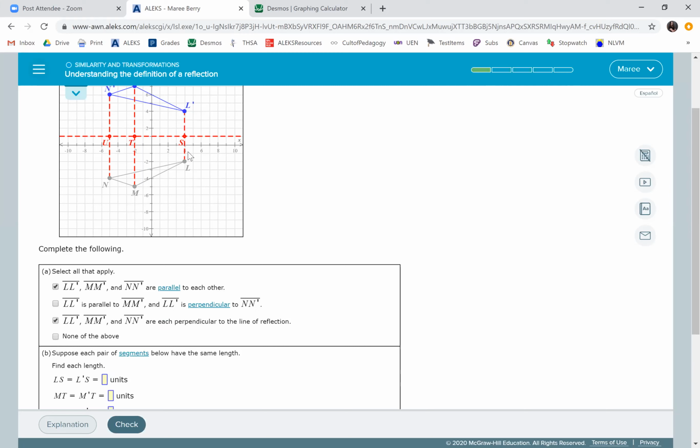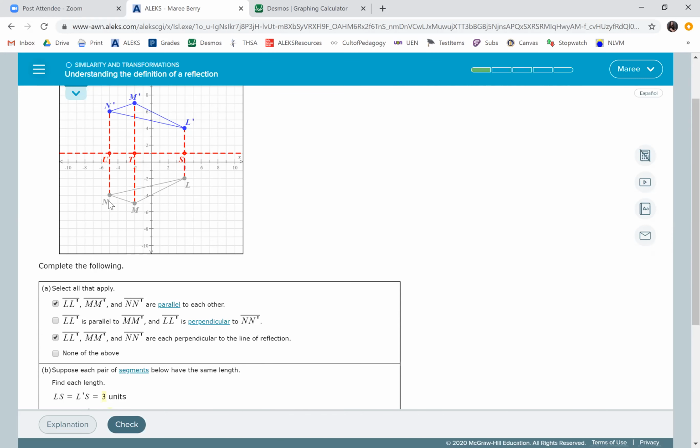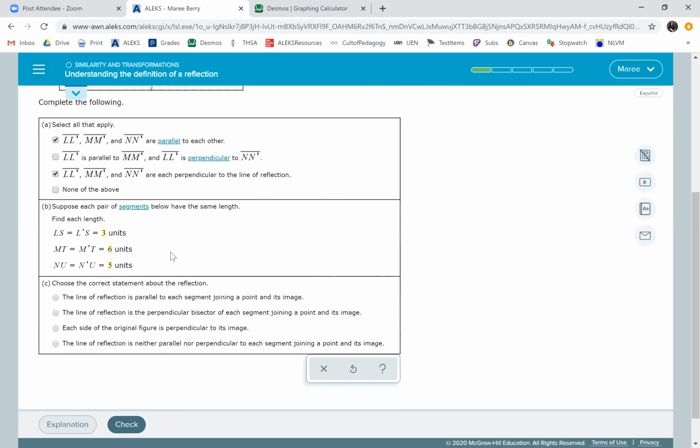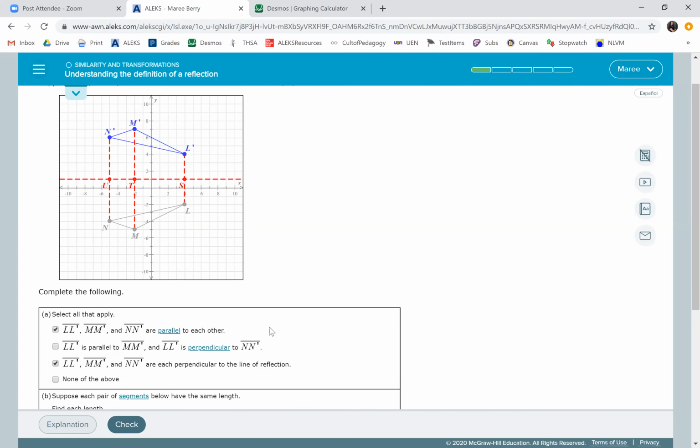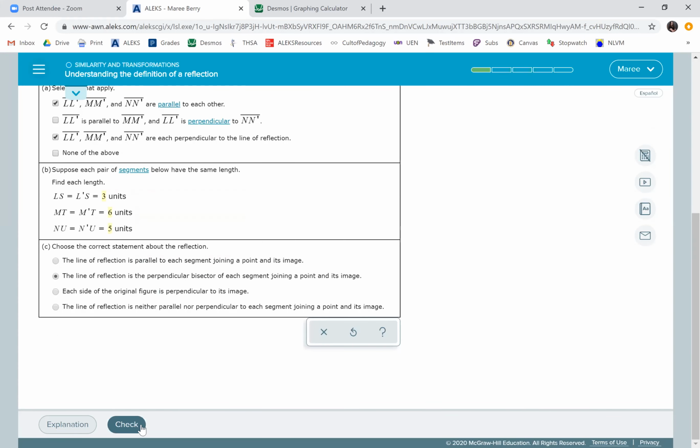Okay, suppose they have the same length. L to S is 1, 2, 3. M to T, so 1, 2, 3, 4, 5, 6. And N to U, so 1, 2, 3, 4, 5. The line of reflection is parallel? Nope. The line of reflection is the perpendicular bisector of each segment joining a point and its image. Yes. It looks like you're going to click that one every time. Each side of the original figure is perpendicular to its image? No, those two aren't perpendicular.